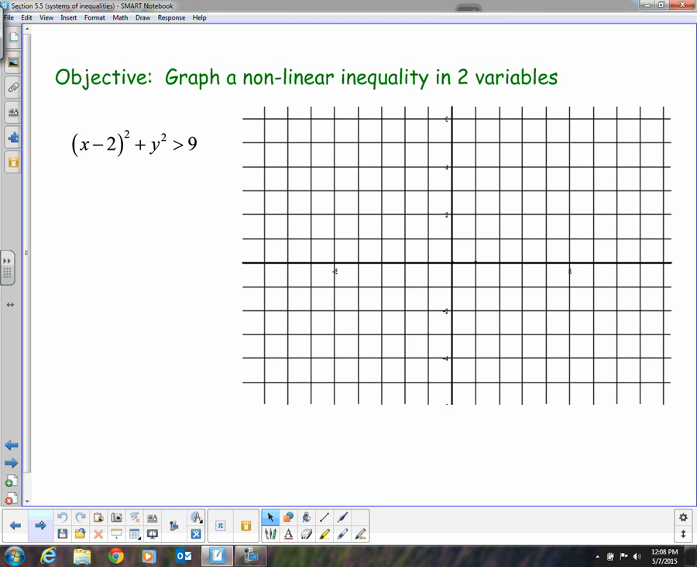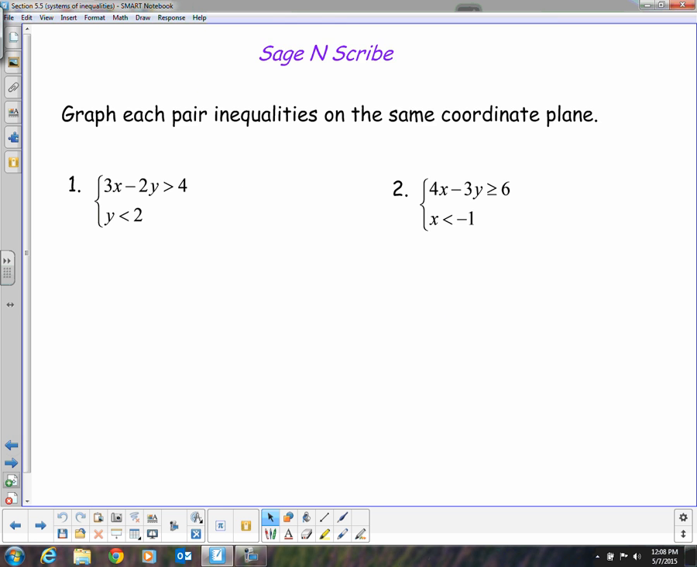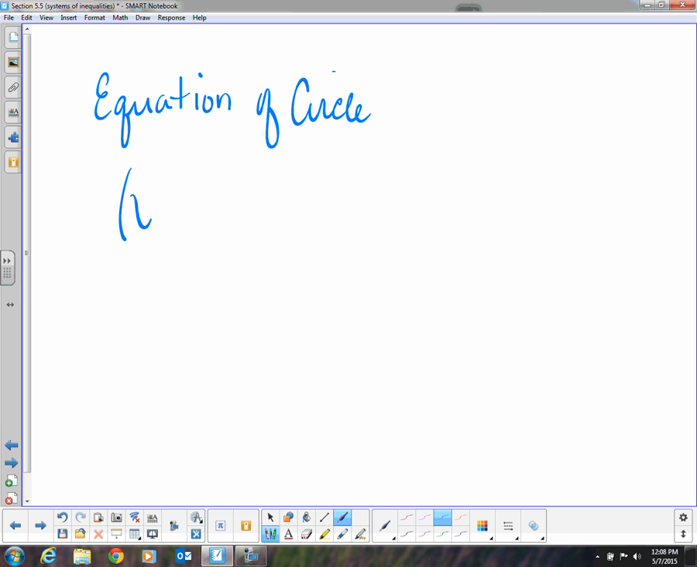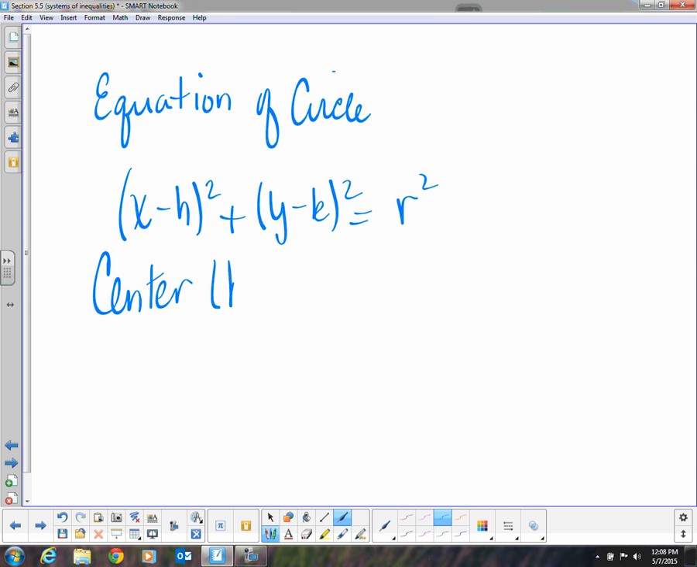All right, let's go back one slide, and let's talk about the equation of a circle. On this last lesson, you either have a parabola and a line or a circle and a line. If you recall, the equation of a circle is in the form of (x minus h) squared plus (y minus k) squared equals r squared, where the center is (h, k) and the radius is r.